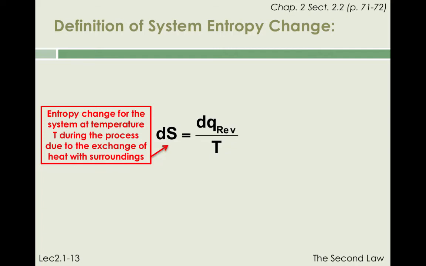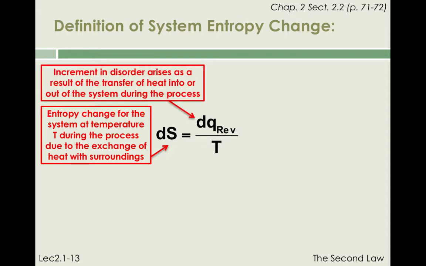We will define the entropy change dS for a small part of the process, during which the system and the surroundings exchange reversibly a small amount of heat, dq reversible, at the temperature T. Note that dS is a change in the extent of disorder in the system and arises from the exchange of heat with the surroundings during the process.